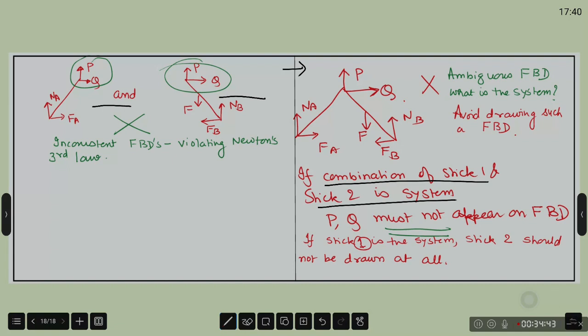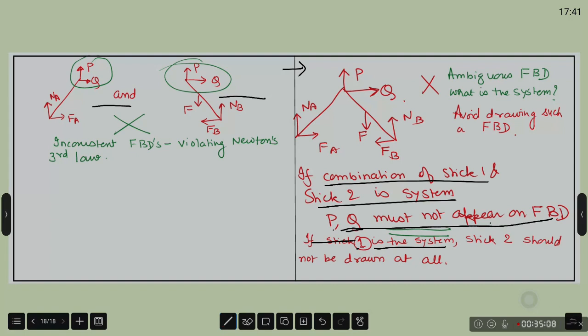If stick 1 is the system or, leave it. P and Q must not appear on the FBD. Why? Because P and Q are internal forces to the whole system. So if you draw P and Q here and try to solve the problem, of course you will not get the right answer.